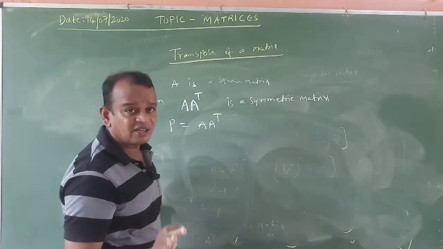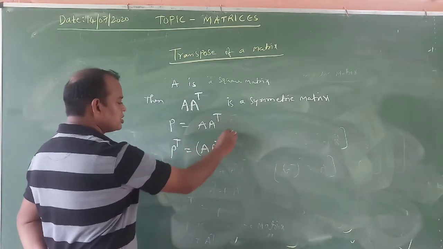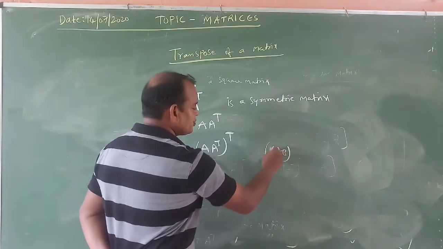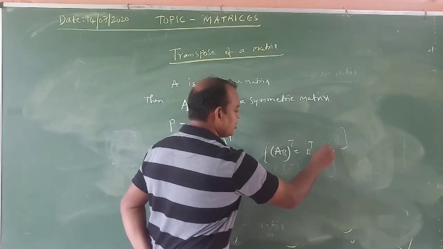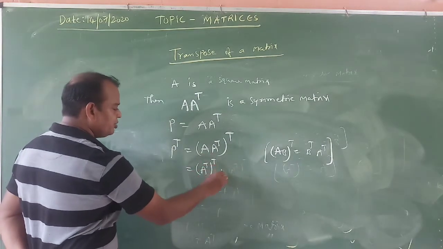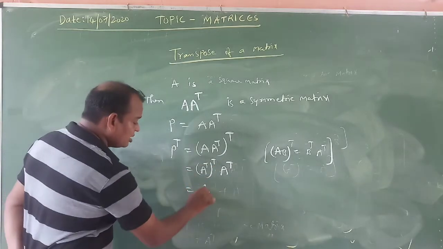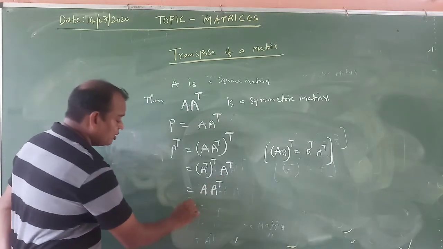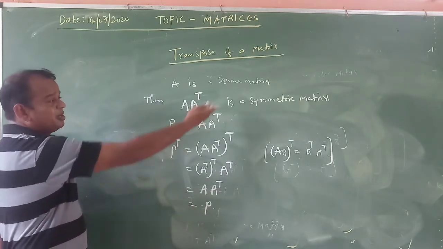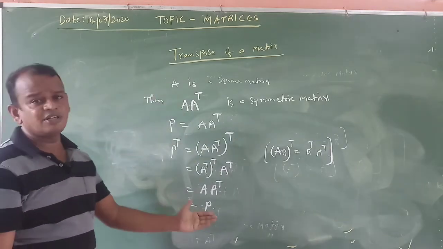First we will take the transpose of the matrix. Therefore P transpose is equal to A into A transpose whole transpose. Now you know the formula: AB whole transpose is B transpose into A transpose. Applying the formula, this becomes A transpose whole transpose into A transpose. A transpose whole transpose is A, so that equals A into A transpose, which is nothing but P. P transpose equal to P means P is a symmetric matrix. That is, A into A transpose is a symmetric matrix. We will do the problems in this way. Okay.